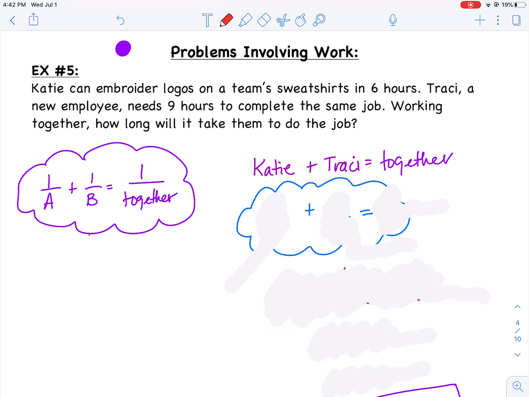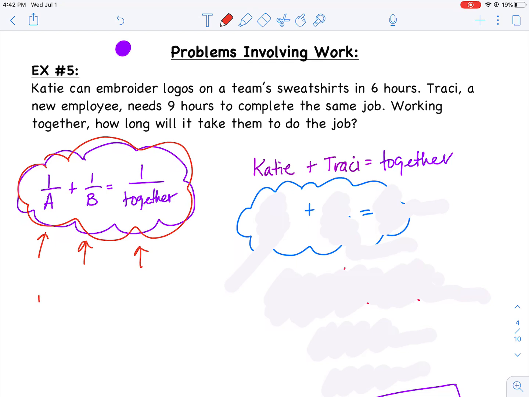It looks like this formula here, where the first fraction is the amount of time it takes person A, the second fraction is the amount of time it takes person B to do the job by themselves, and then we can add them together to get the total amount of time it would take for them to do the job together.